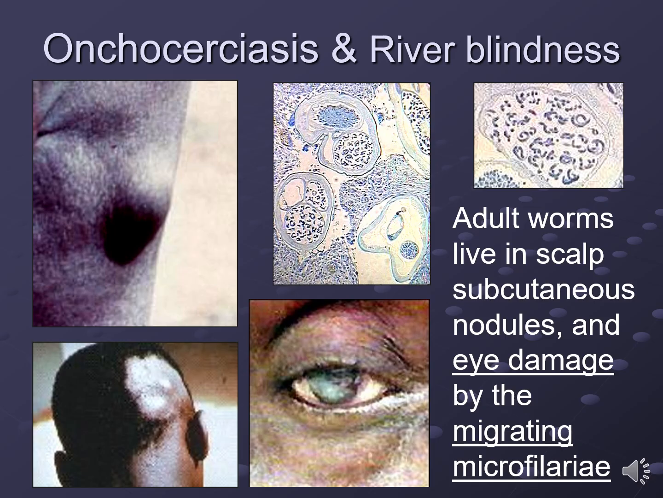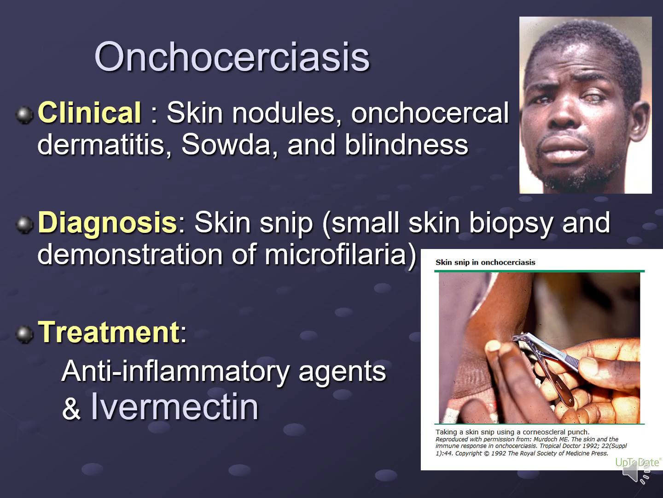So as you can see, adults living for a long time by the river with the black fly in their environment will become blind. Now clinically, we have skin nodules, and onchocercal dermatitis, that is irritation of the skin, results as well. Sauda, I'll show you a picture, and blindness will result.